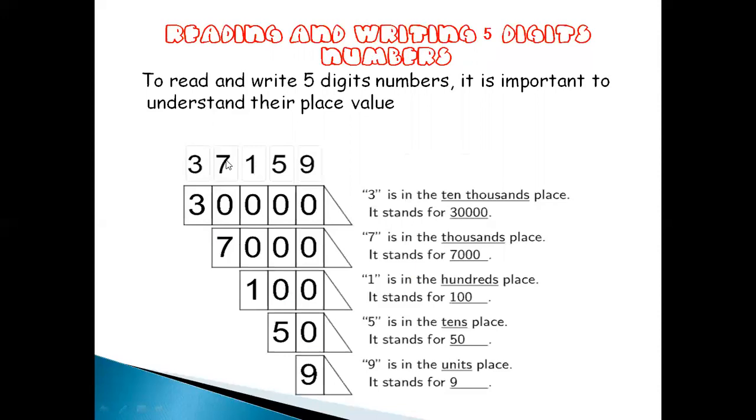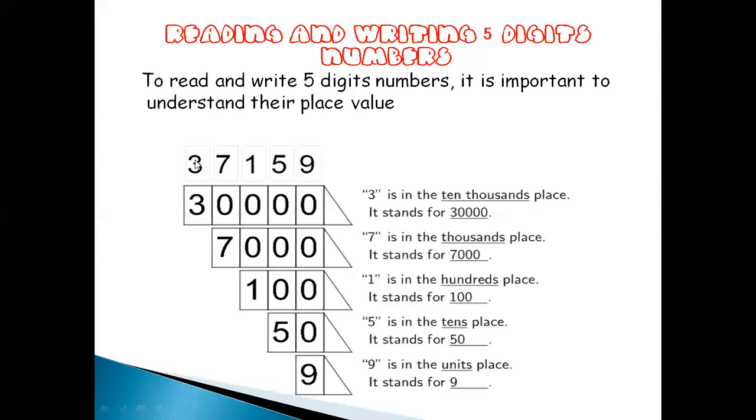Then I'll come to this place. This is 7. This is my 1,000. So by the time I put my 7 here, I'm going to add 3 zeros, and that would give me 7,000. So if I'm going to write this number, I'm going to write it as 7,000. But my 7 is in the 1,000 place.